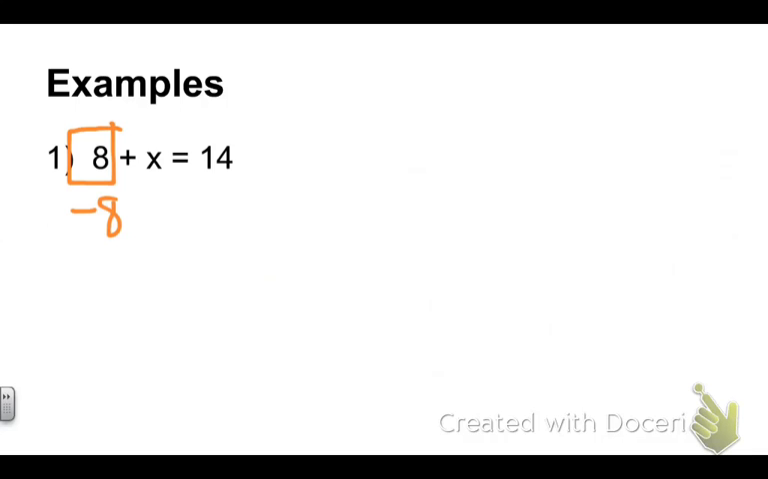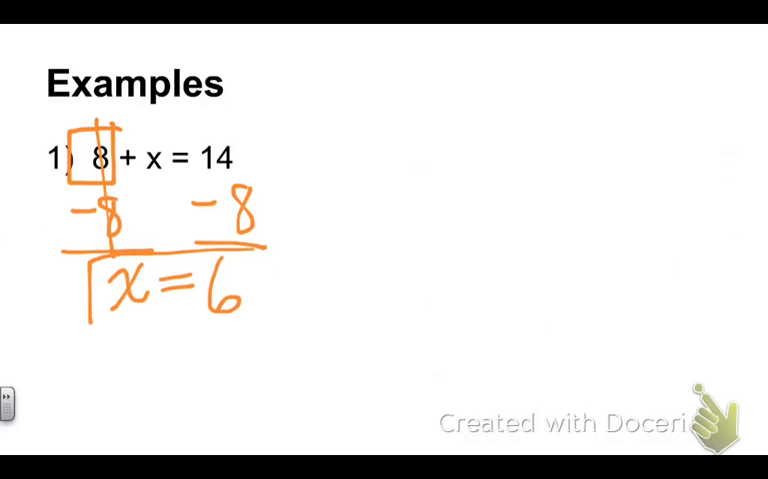And whatever you do to one side, you have to do to the other side. So when you simplify, 8 minus 8, well, that's nothing. That cancels out. That leaves us with x, and then 14 minus 8 is 6. Then check. Check and see if our answer works. What's 8 plus 6? 14. That works.